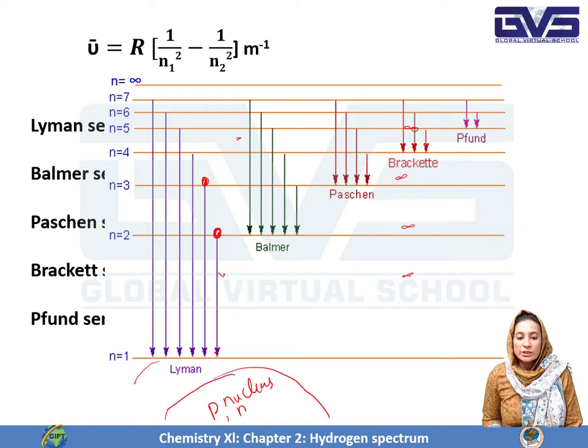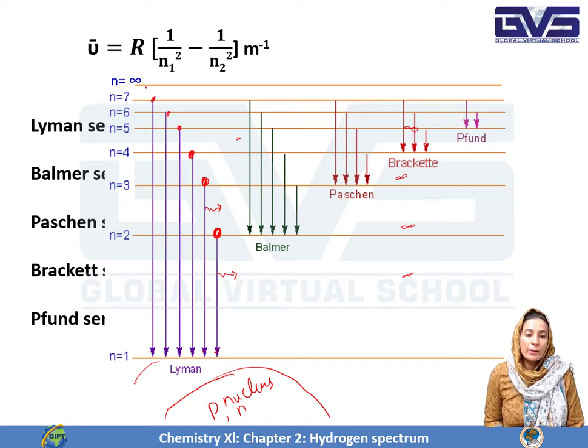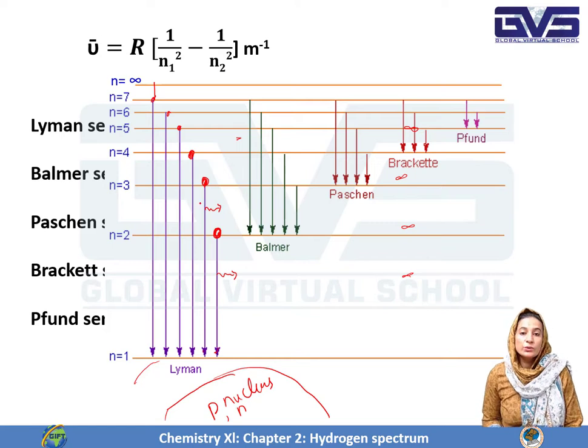And the radiation emitted will have its own frequency, own wavelength, own wave number. When it jumps from third to first, it has its own value of the emitted radiation. If it jumps from fourth to first, or 5 or 6 or 7 or even from infinity, then you can see this group of series is called the Lyman series.